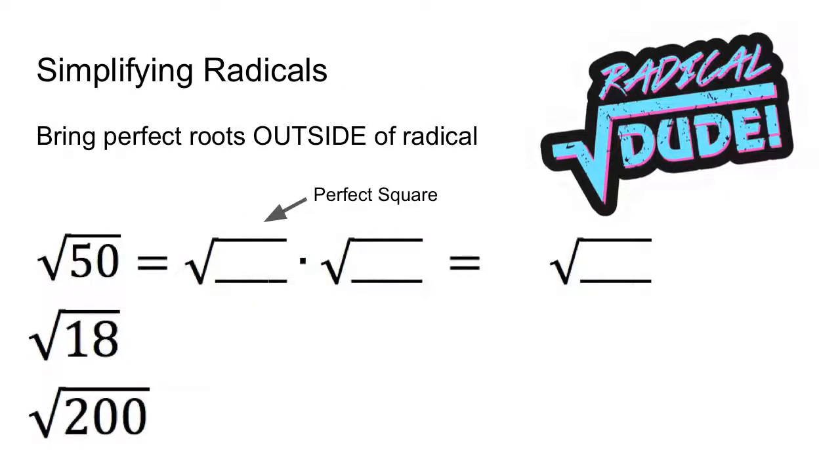Sometimes we need to simplify a radical. For example, the square root of 50. It's an irrational number, but you would never see this as an answer like on a multiple choice test. We need to simplify it by bringing out perfect squares.